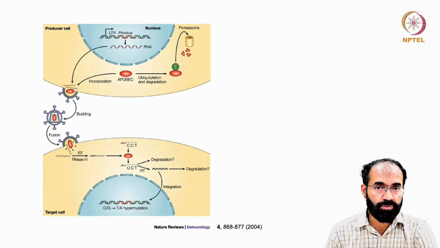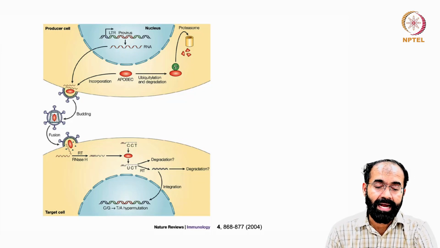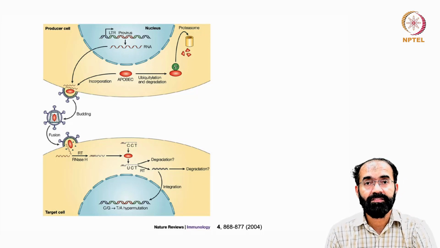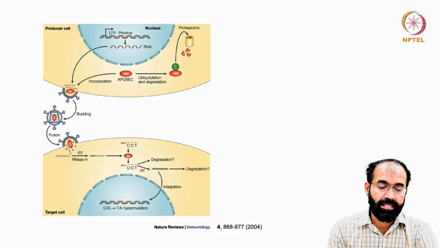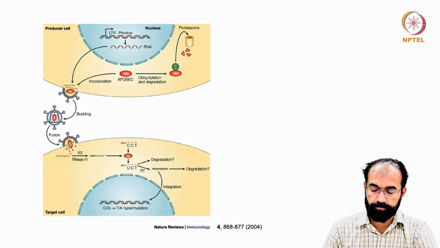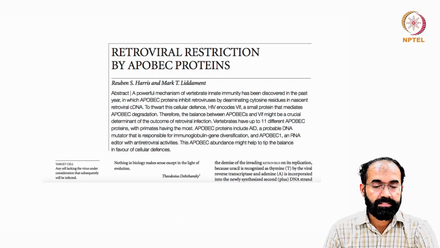So what we should understand is that this is a strategy. The virus can easily make use of APOBEC: it either marks the APOBEC for degradation in the presence of VIF protein, or if VIF protein is not there, the virus is not producing it, then the APOBEC can carry along with the virus and go into the host cell. Even if the host cell is not providing APOBEC, the virus can happily make use of it. And those who are interested can read this article on retroviral restriction by APOBEC proteins.